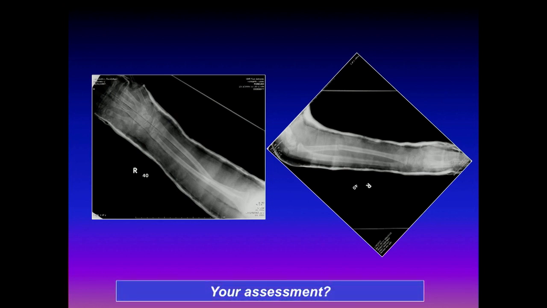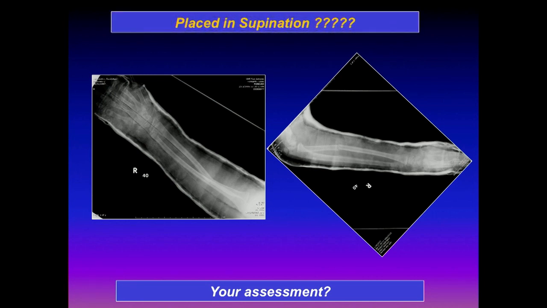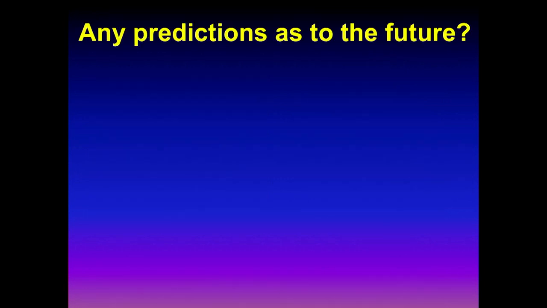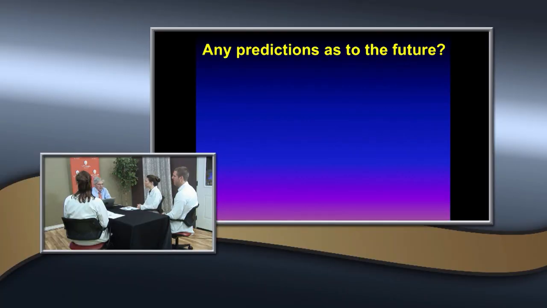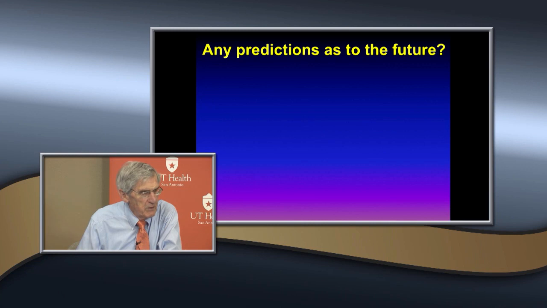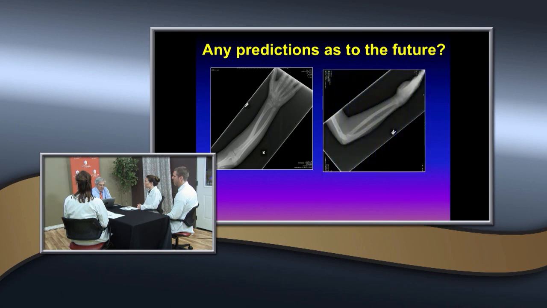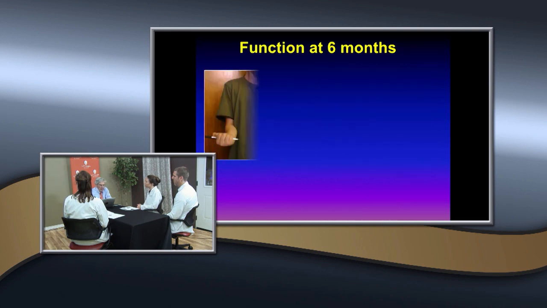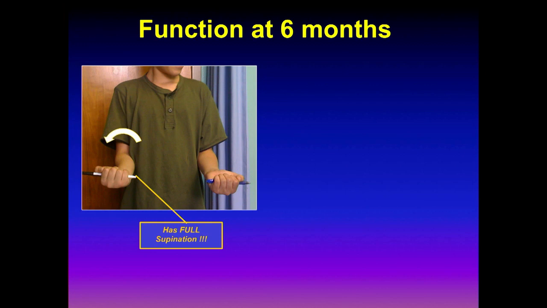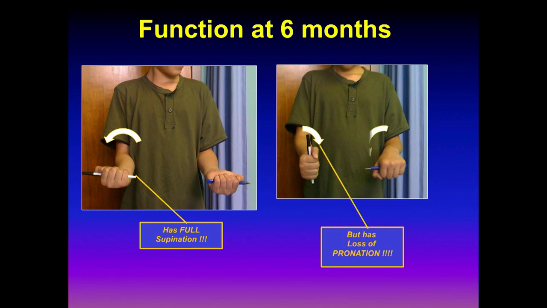The angulation's probably acceptable, but your assessment is that it was placed in supination. So what's going to happen? It's going to get worse. Well, it may not get worse, but if you leave it at that degree, what's going to happen with the patient's function? Well, here he is. He went on to heal, but he came back at 6 months, and since you put him in supination, he's got full supination, but he can only pronate to 90 degrees. That can be a little bit of a problem, especially nowadays when you do a lot of things with computers and typing and so forth. We do a lot more activities in pronation.